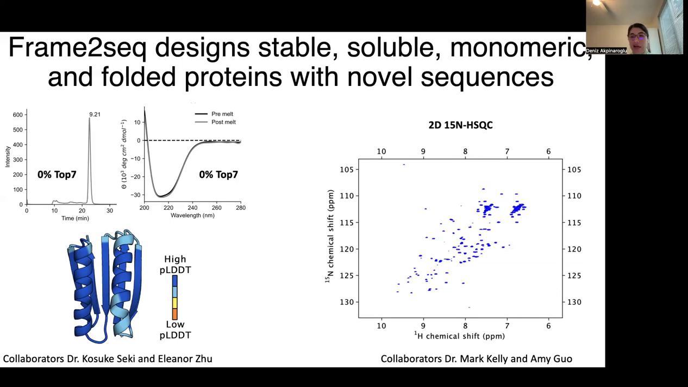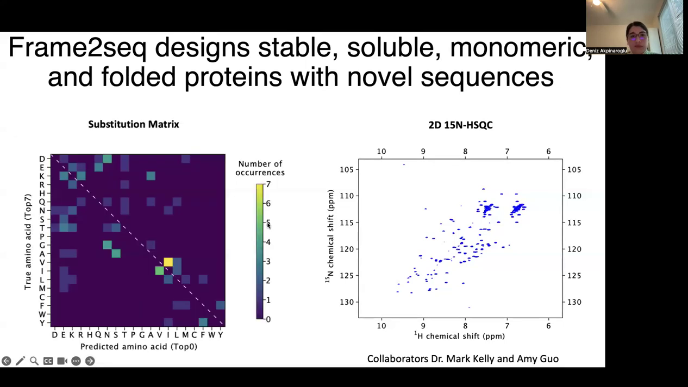So we have all of this data to suggest that structurally speaking, we're staying within very close structural space of top 7, but obviously we have achieved a 0% sequence identity. And this is another way of showing the sequence. Given the top 7 sequence here, or the amino acids, and then predicted amino acids, so it's just going to be top 0's amino acid. There is nothing in the diagonal because this suggests an identity match. So every position here is substituted to something else when it's designed with Frame2seq.